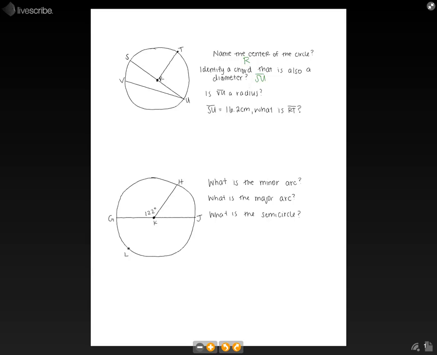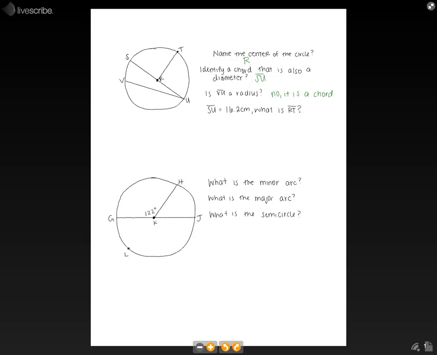So now it asks us, is VU a radius? And we just said it is not because it's a chord. And a radius is a segment that has an endpoint at the center of a circle and on the edge of the circle. So, no. It is a chord.